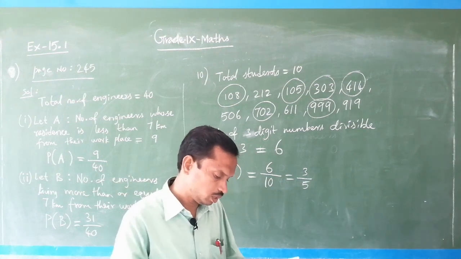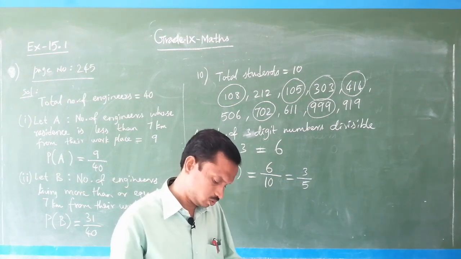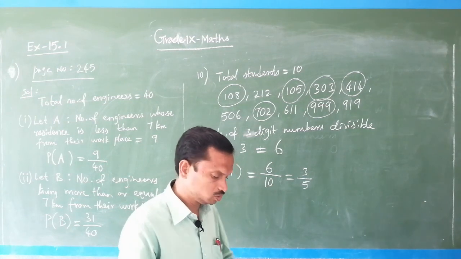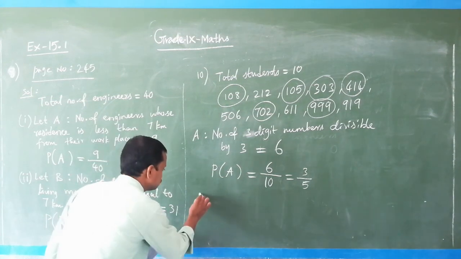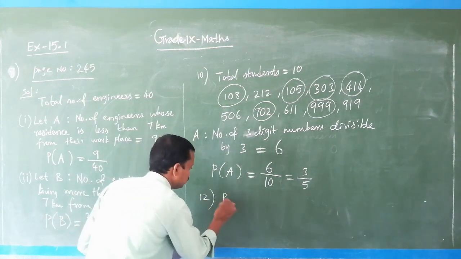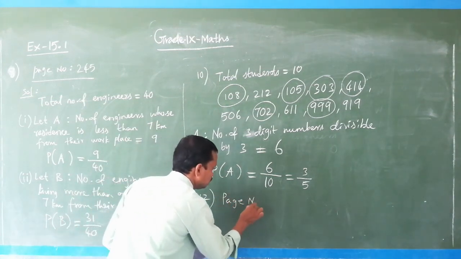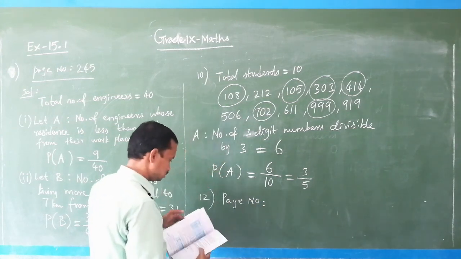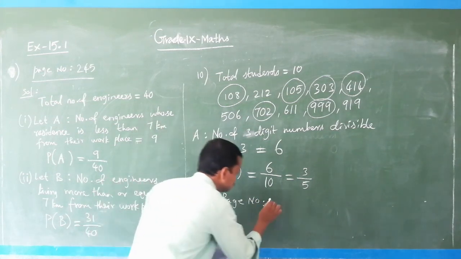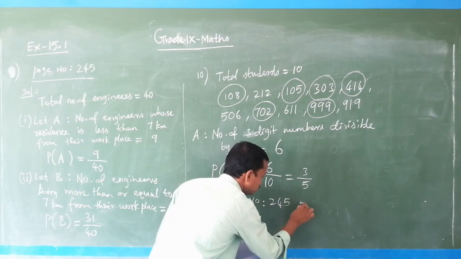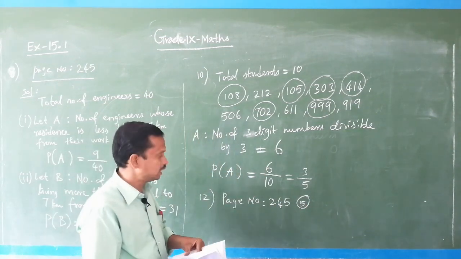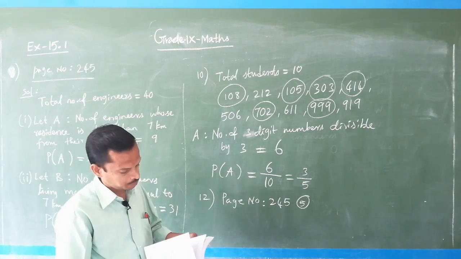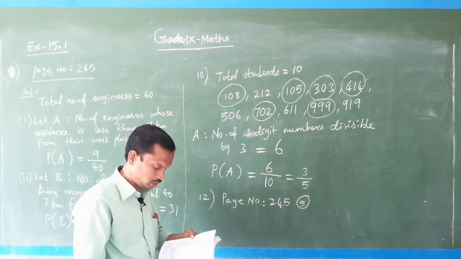So, 14.2 and question number 5. That question is on page 245. Question number 12, the page number is 245. Fifth question, 245. You have to take the fifth question as the data for this question.